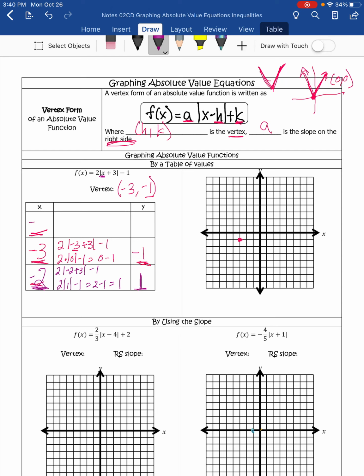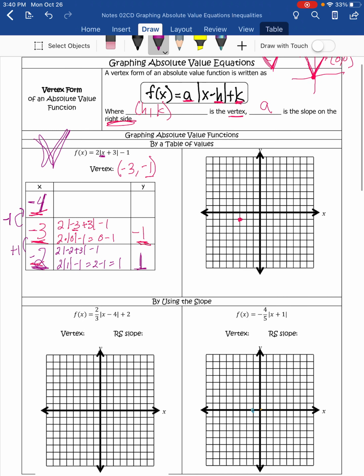Okay, then I pick an x value to the left. It's usually just 1 less than the vertex, so I pick negative 4. So I did plus 1 here, and then I did minus 1 here. Because your absolute value kind of has that V shape, we need to get both sides of the V to see where it is. So I substituted in 2 times the absolute value of negative 4 plus 3 minus 1. Negative 4 plus 3 is negative 1. The absolute value of negative 1 is 1, times 2 is 2, minus 1 is going to be 1 here.